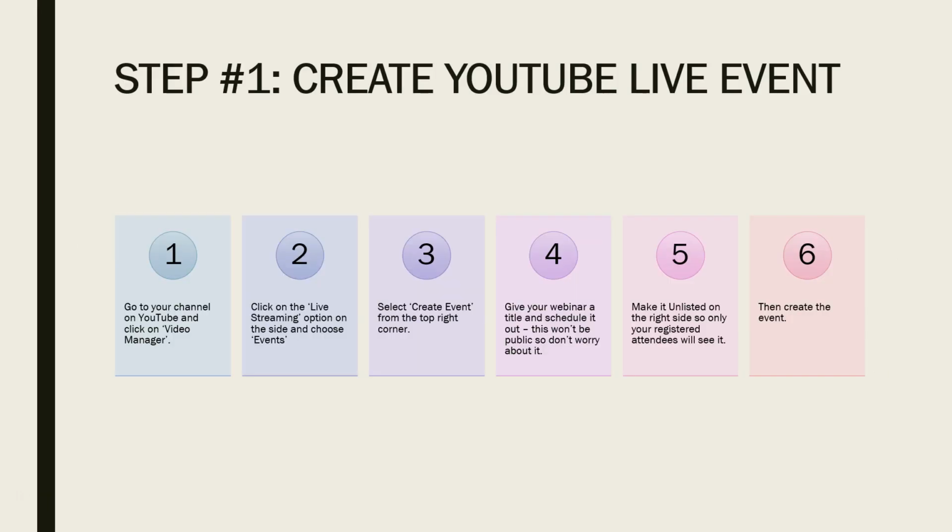So the first thing you need to do when you create your YouTube Live event is go to your channel on YouTube and click on Video Manager. Then you're going to click on the live streaming option on the side and choose events. You're then going to create the event. Then you're going to give your webinar title and schedule it. This won't be public, so don't worry about it. This is very important. You need to make sure that this is unlisted, so only your registered attendees will see it. This is especially true if you are doing a webinar where you're going to be offering products and services. And then finally, you're going to create the event.